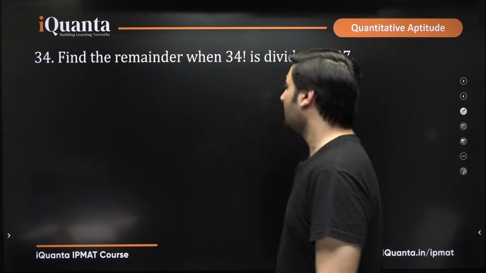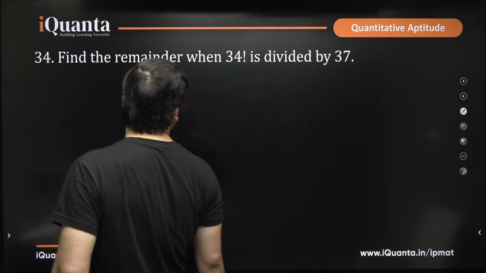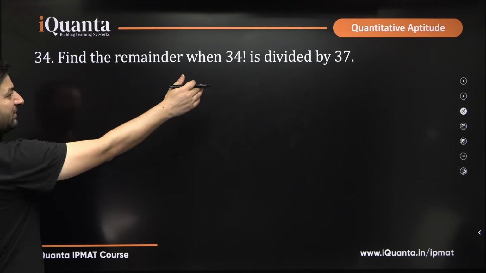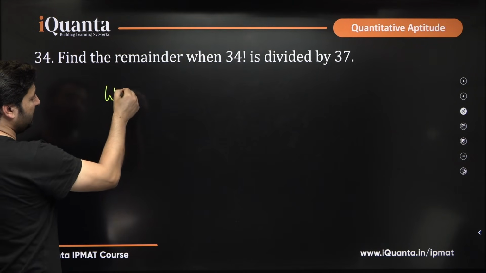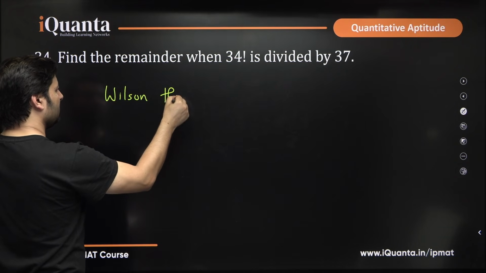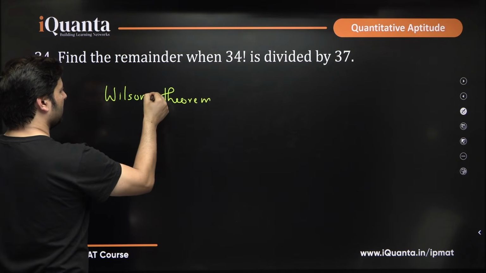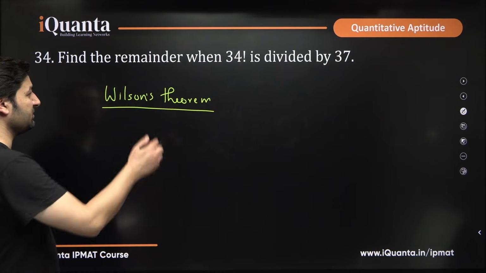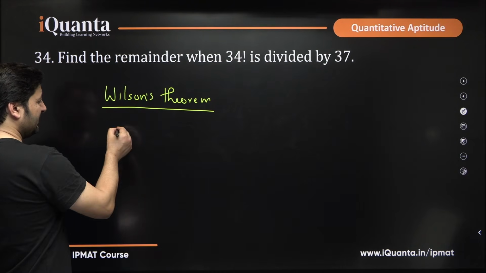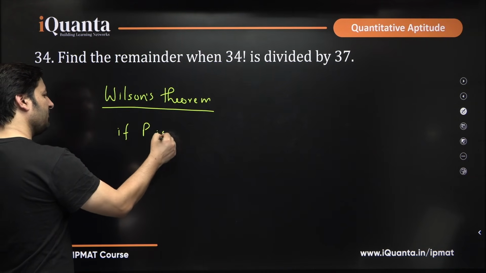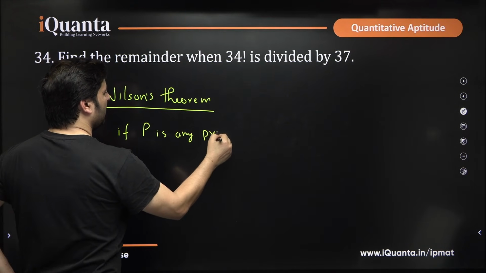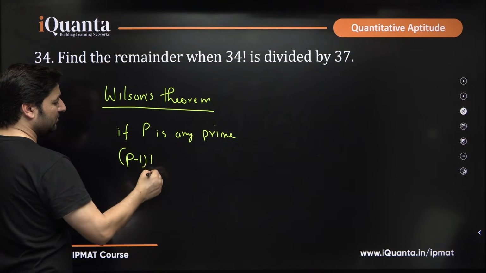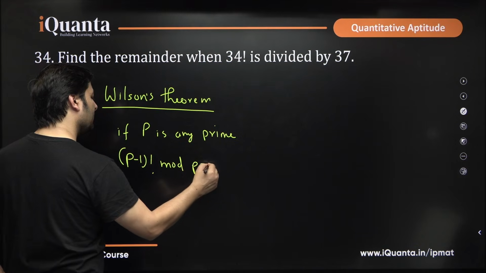No need to derive anything. This is the question: find the remainder when 34 factorial is divided by 37. This can also be solved under 1 minute if you know the rules. This is a factorial based question which is based upon Wilson's theorem. What is Wilson's theorem? It is basically used when we have factorial remainder questions. So, it basically says that if P is any prime, then (P minus 1) factorial mod P is P minus 1.